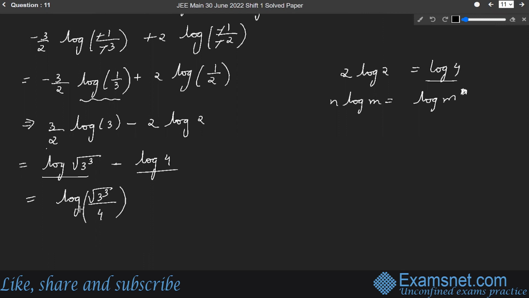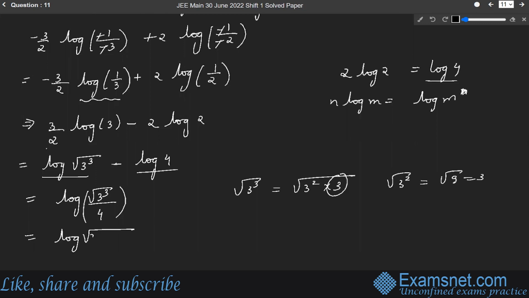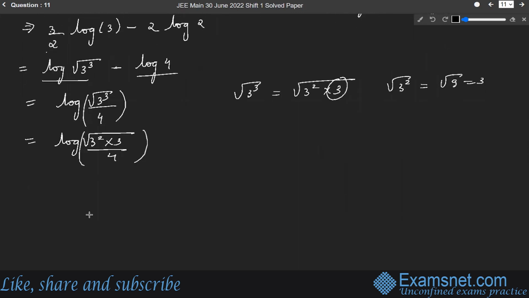It is n, right? Now under root of 3 cube can be written as under root of 3 square into 3. What is under root of 3 square? It is 9, right? So root 9 will be equal to 3, and we have one under root of 3 remaining. So this expression can be written as log of under root of 3 square into 3, divided by 4. Under root of 3 square is 9, so it will come out as 3. So we will have log 3 multiplied by root 3. You can see that one root 3 is remaining, divided by 4. So this is the value of the given expression: log 3 root 3 by 4.